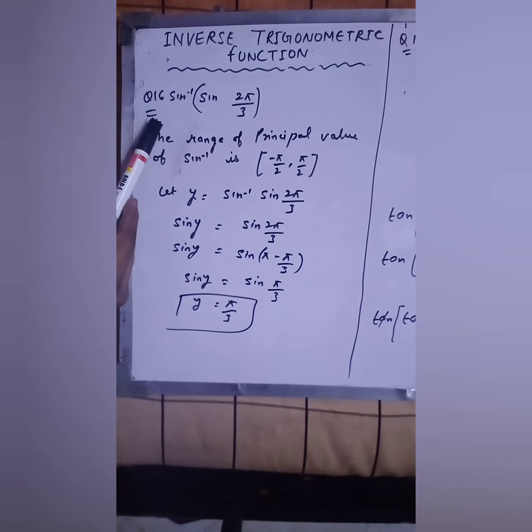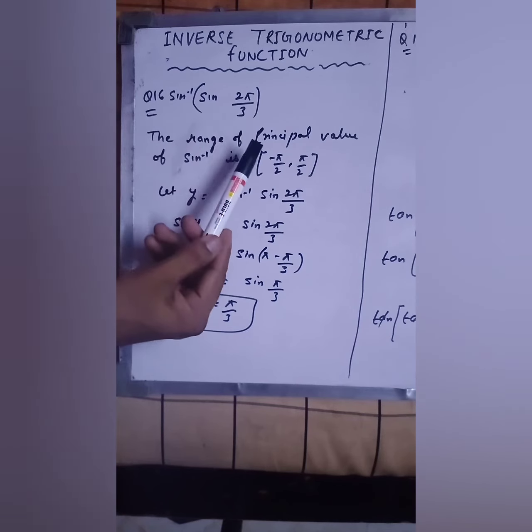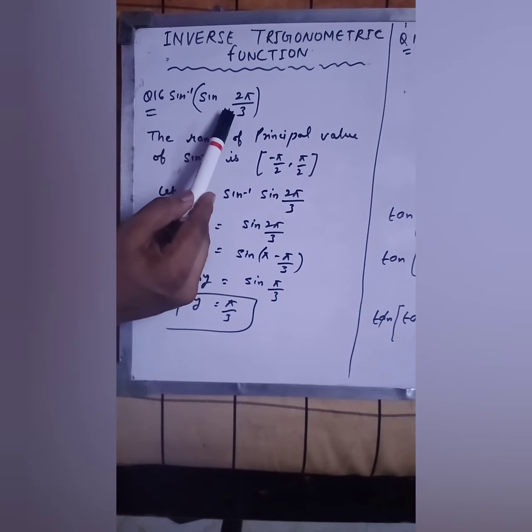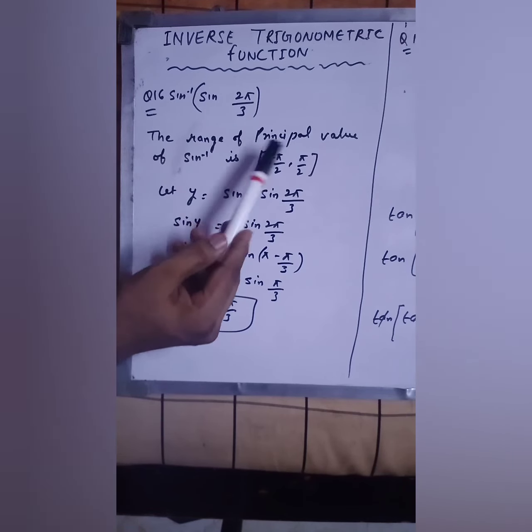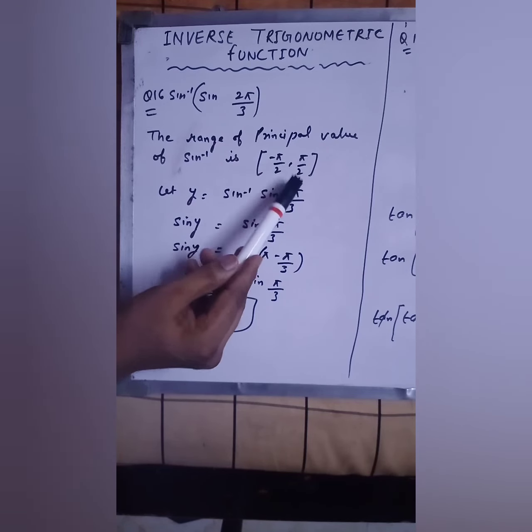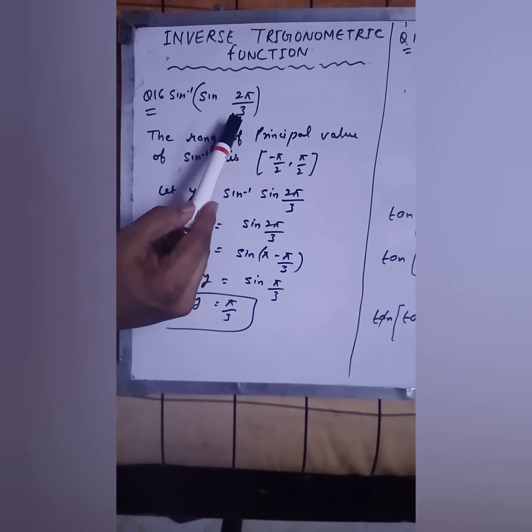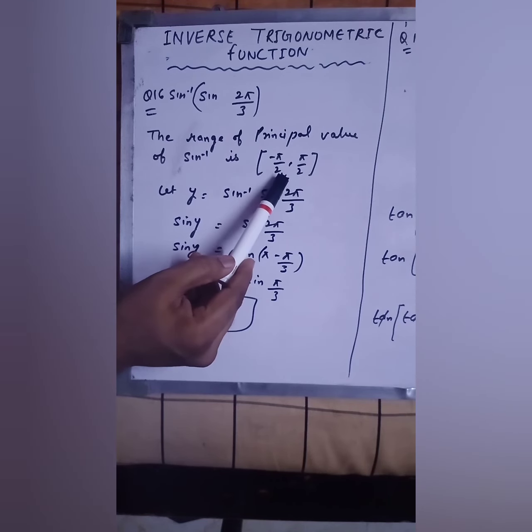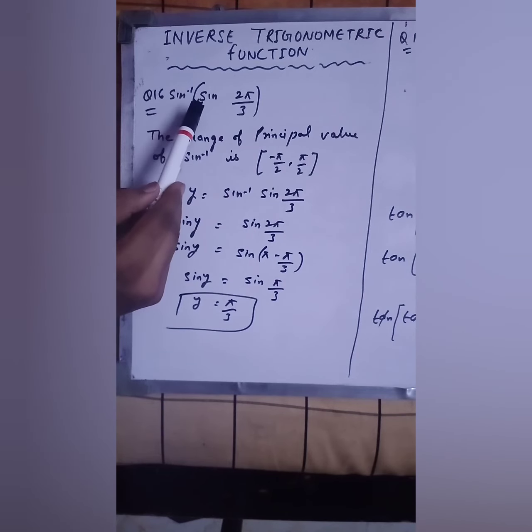Now here is question number 16 of your exercise 2.2. So here we have to find the principal value of sine inverse sine 2 pi by 3. This is our question. Okay, as we know, the range of the principal value of sine inverse is minus 90 to 90. But 2 pi by 3 is equal to 120. So 120 is not in this range. So we cannot cancel the sine inverse and sine.